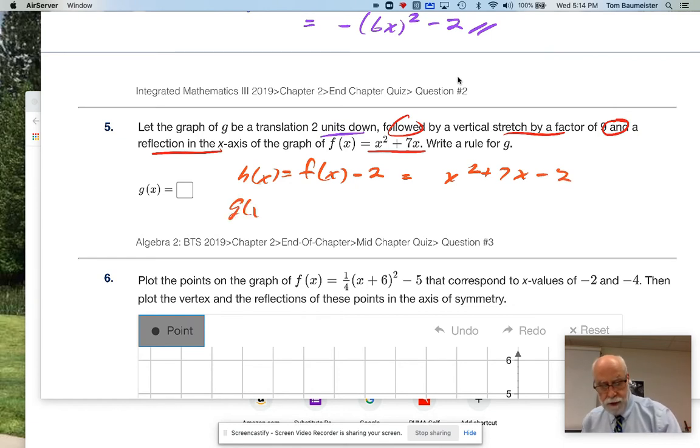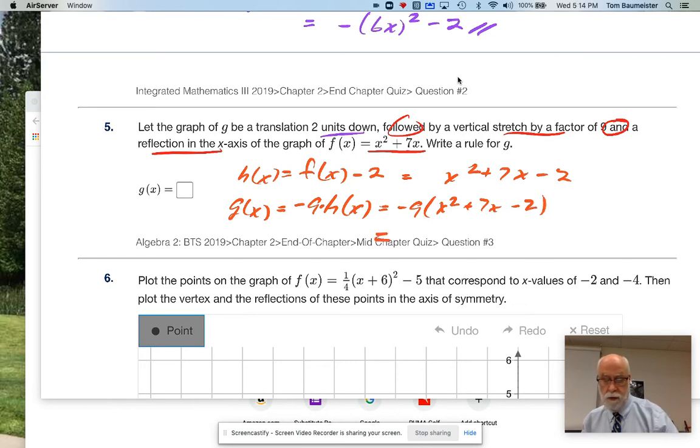Now your g of x, we are doing 2 things. So we're going to do a vertical stretch by a factor of 9. So I'm going to have 9 times h of x. But then they're also telling me I'm going to have a reflection in the x-axis. Again, that's on the outside. So now we're going to take our negative 9, and then we have x squared plus 7x minus 2. That is our h of x.